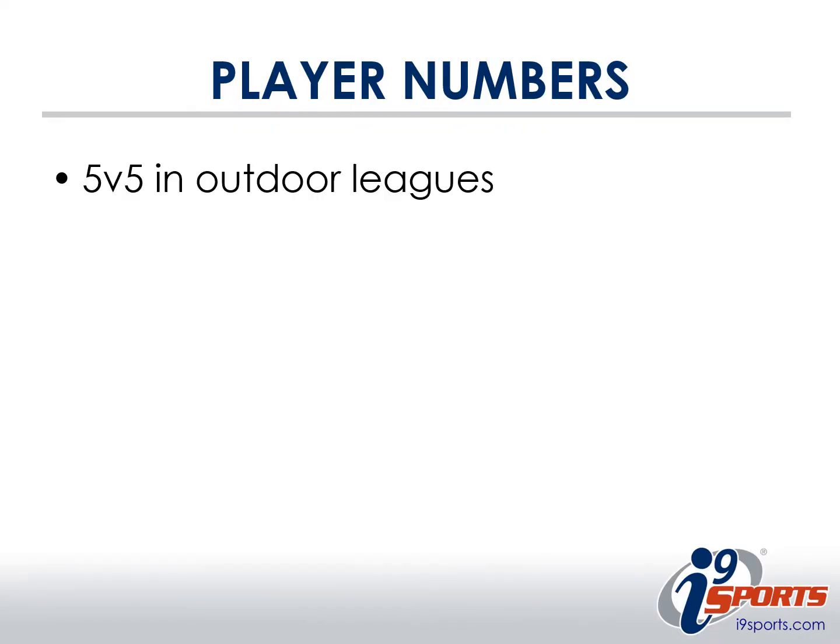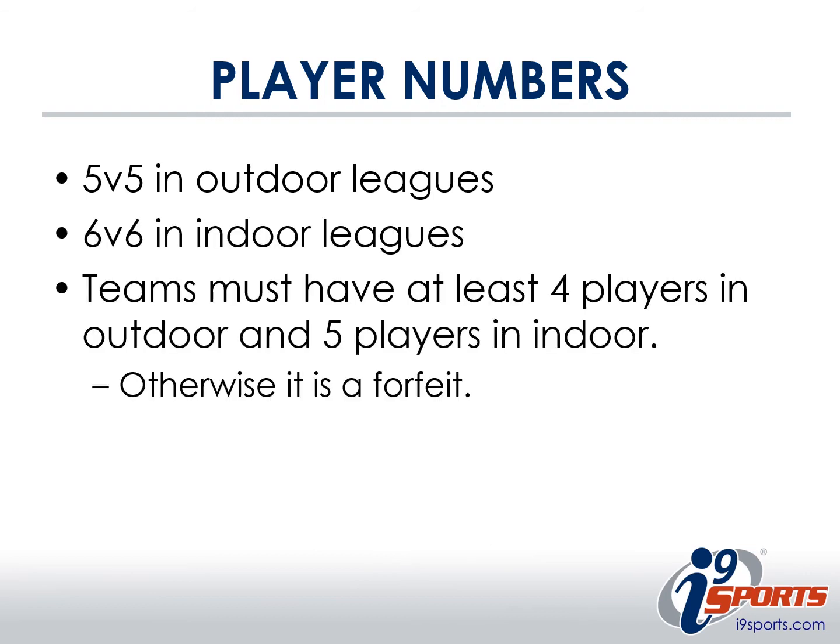Teams play with 5 athletes on the field in our outdoor leagues and 6 players in our indoor leagues. Teams must have at least 4 players at a game in the outdoor leagues and at least 5 players in the indoor leagues. If they do not have that many players for that game, it will be counted as a forfeit. Teams can still play with fewer, or they can mix up players to even out the teams, but in the scorebook and the standings, it would be counted as a forfeit if the team cannot bring in that many players.